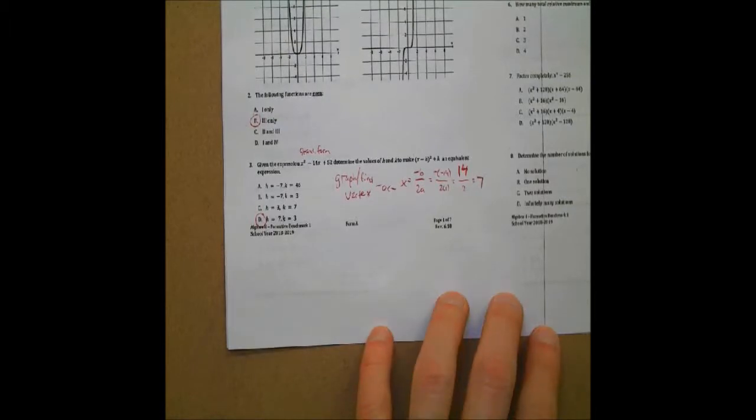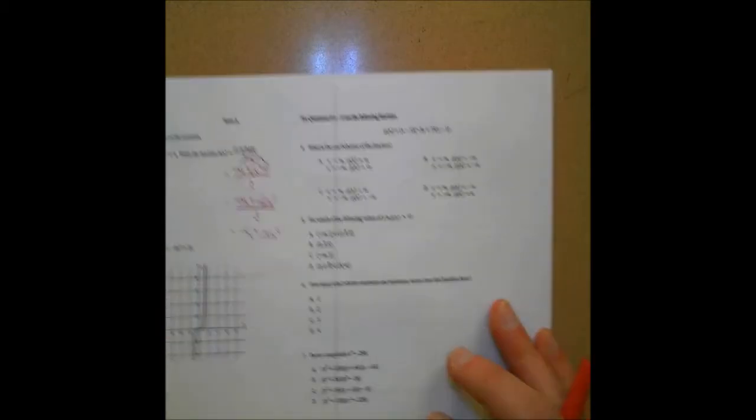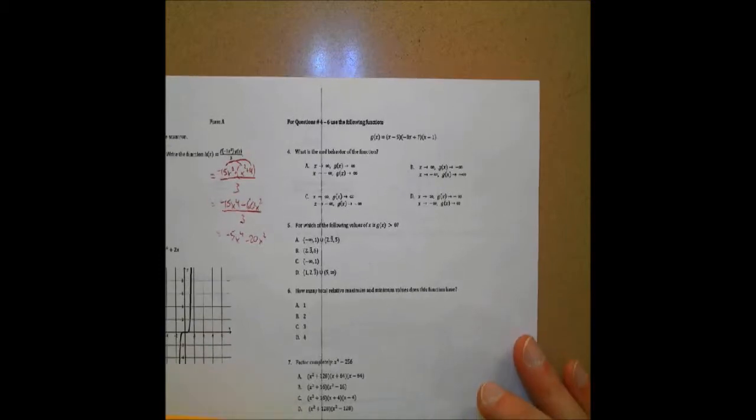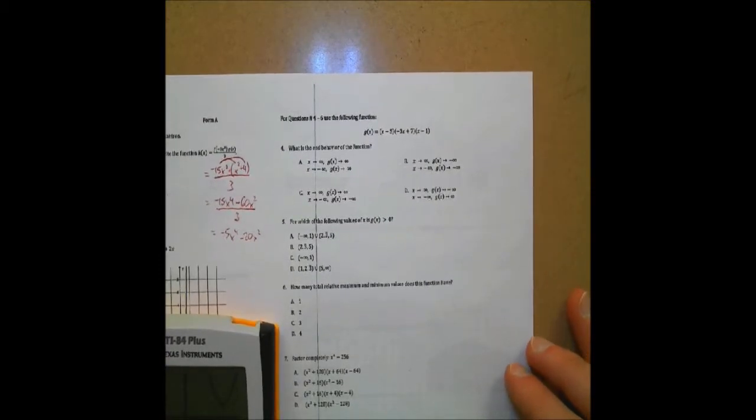All right. Number 4 then. Number 4, all right, what is the end behavior of the function? Okay, end behavior. So that means we need to know what two pieces of information to determine end behavior. We need to know the power, the degree. Okay, the degree is one thing. And we also need to know the lead coefficient, whether it's positive or negative.